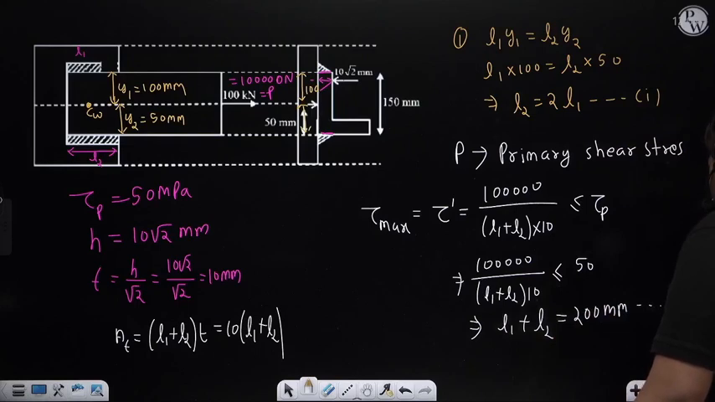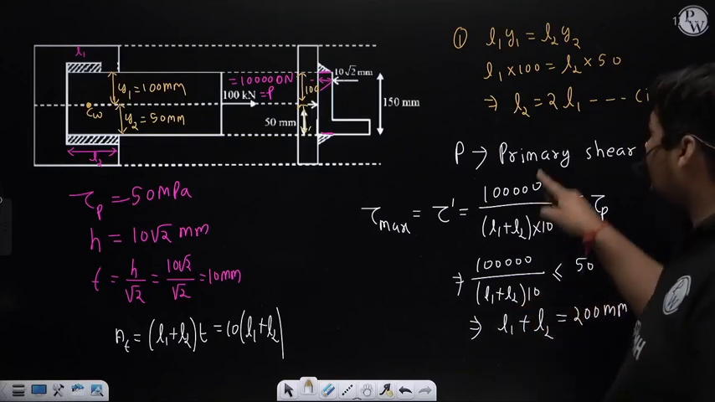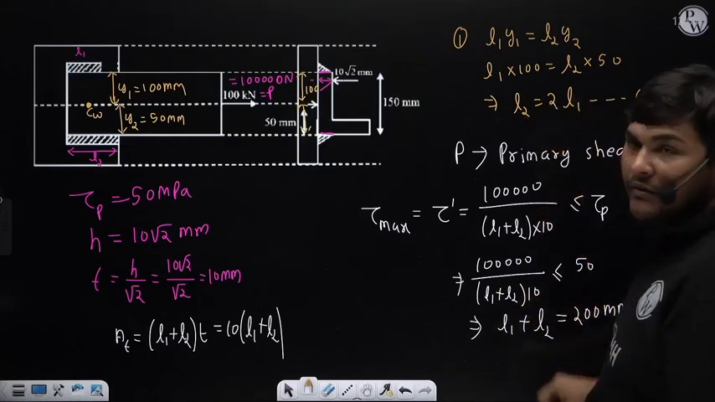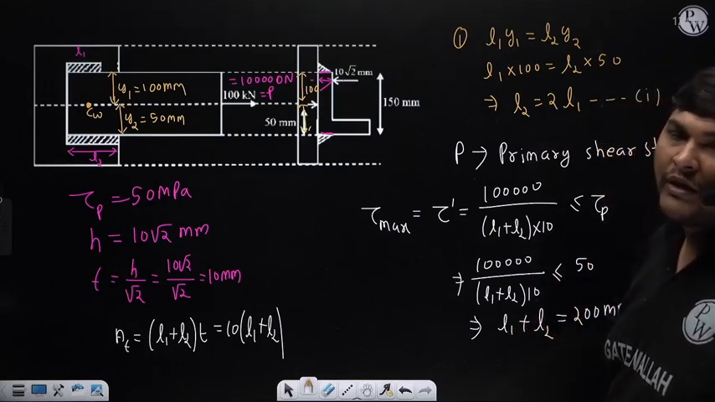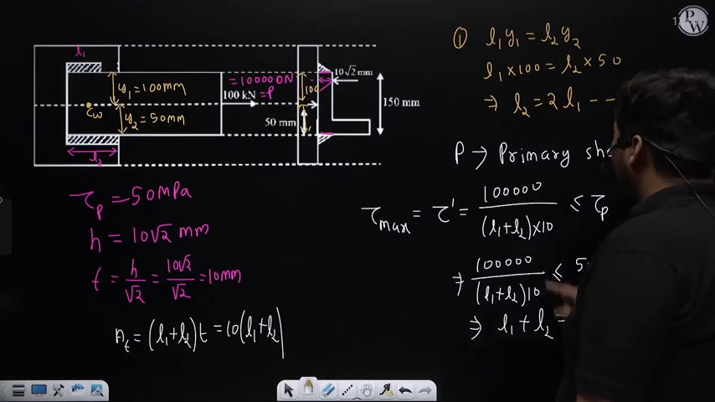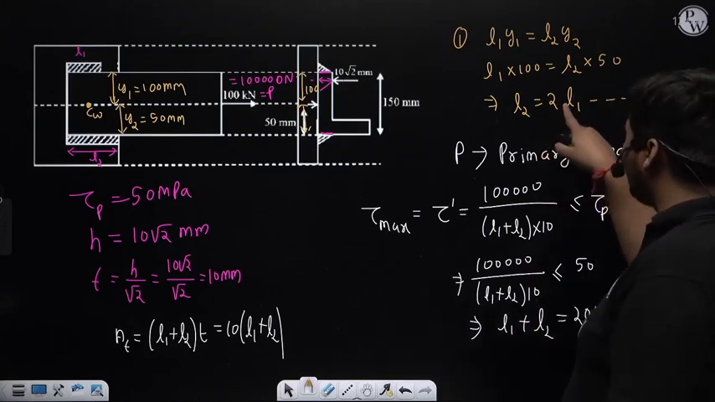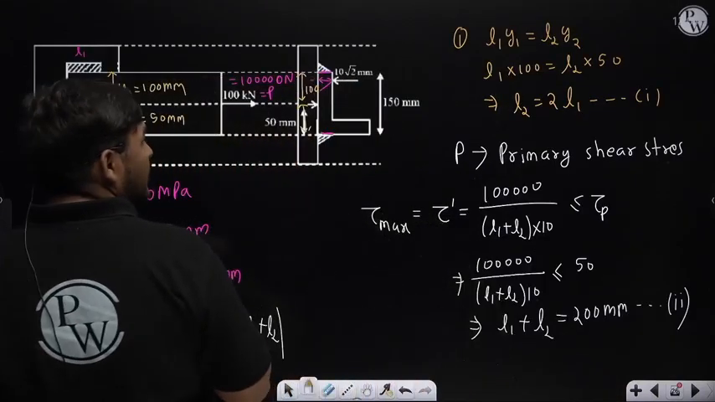Suppose I am denoting this equation as equation 2. Now we have two equations. One, L2 should be equal to 2L1, and another, L1 plus L2 equal to 200. So two equations, two unknowns, we can calculate. So how can we calculate? From this equation I am putting L2 equal to 2L1 in this equation. So L2 is equal to 2L1.